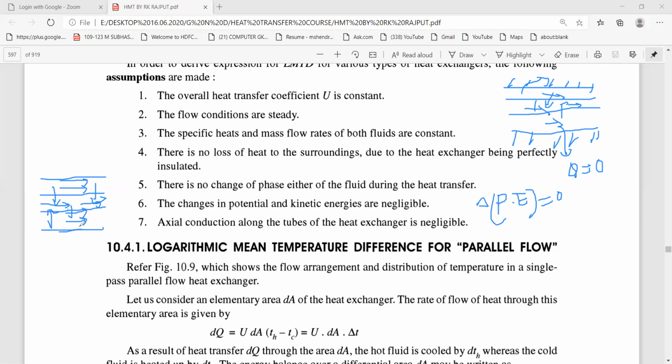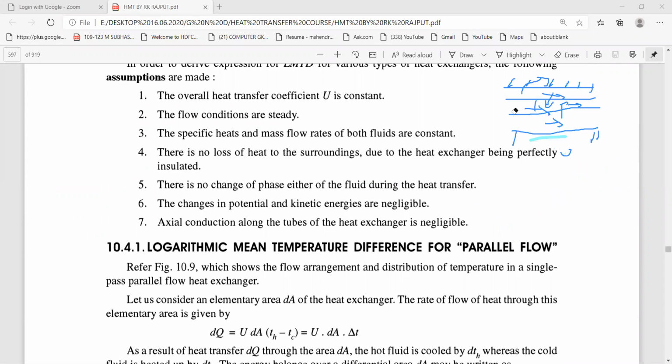There is no heat conduction in the axial direction, that is, along the length of the tube. So whatever heat is transferred is strictly in the radial direction, from the hot fluid to the cold fluid. I hope this is clear. Fine. These are some important assumptions made in the analysis of the heat exchanger.